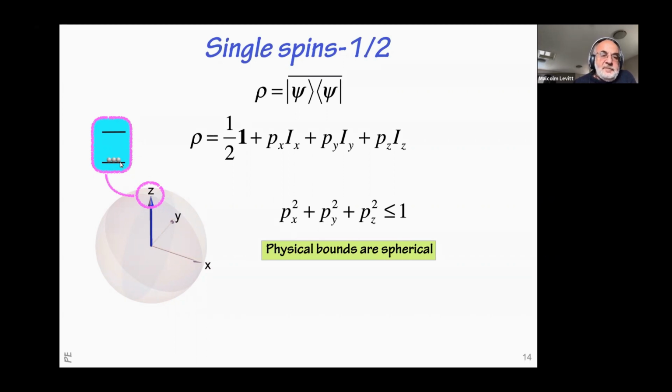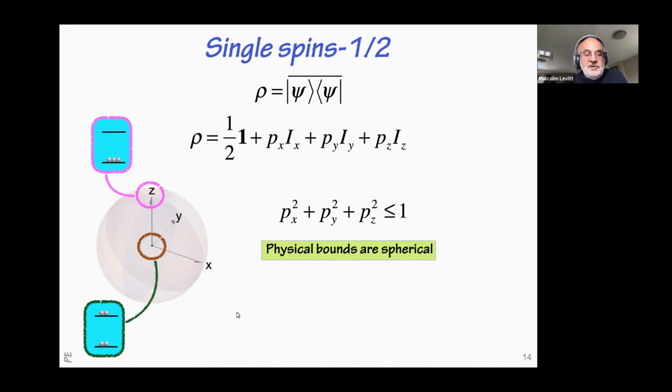While a state with a magnetization vector of length 0 just represents an infinite temperature state with equal populations of the 2 states. Right, so that's what happens for single spins one-half. So that sphere essentially describes all the possible states which the ensemble of spins one-half can have.